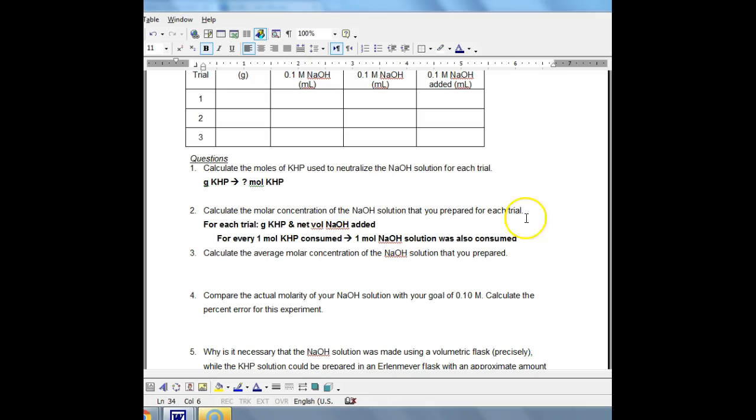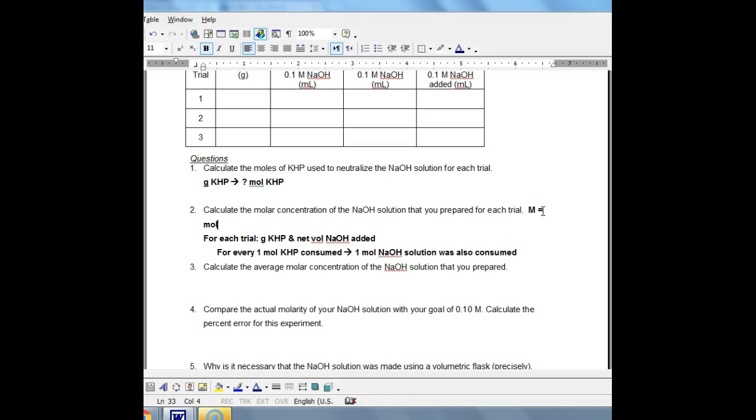And molar concentration is determined by molarity. And molarity would be the moles of your solute, specifically the NaOH, over the liters of your solution. So you have the liters of your solution, and you have the moles of the KHP from step 1. So I think you should be able to use that and the relationship between KHP and NaOH to calculate the moles of NaOH and divide that by the volume of the NaOH added for each trial.